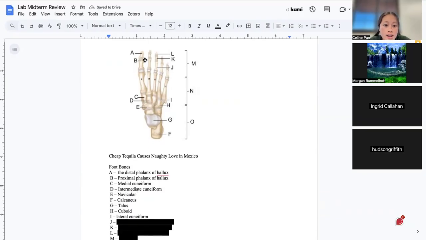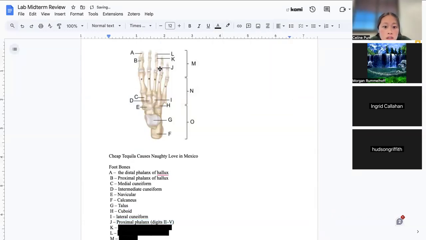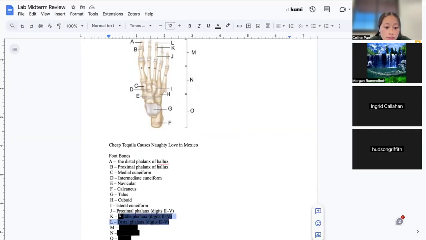J, back to right here, proximal phalanx of all these digits. This is the third one, specifically of digit 3. K is the intermediate phalanx, and L is the distal phalanx.